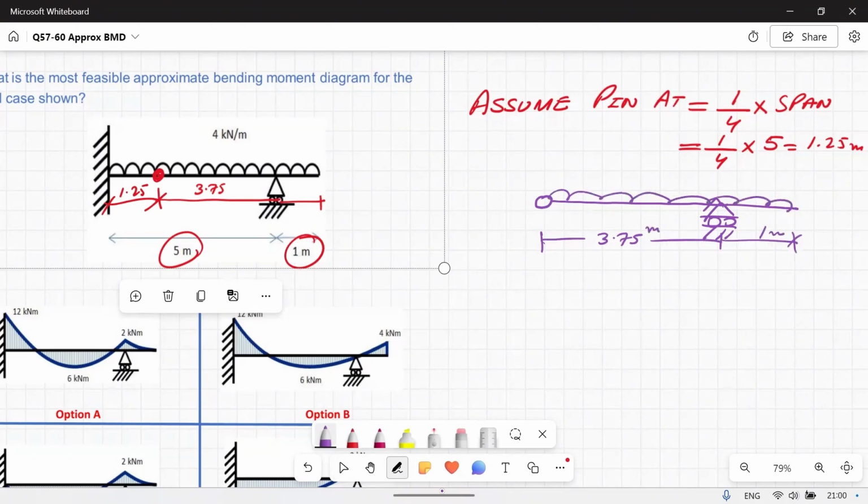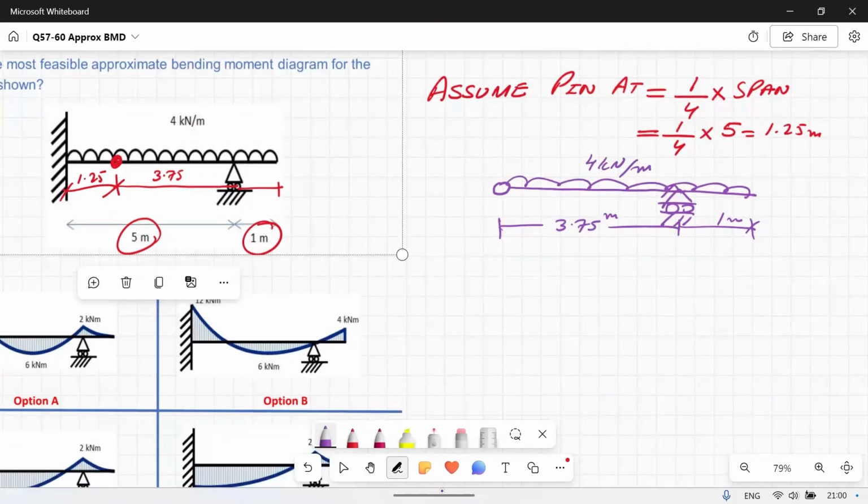and this entire bit has got a UDL of 4 kilonewton per meter. I'm considering this pin as a pin support. I call this point C, I call this point B, and we have a reaction here VB, and call this reaction VC. Treat this internal pin as a pin support, and from here we will see how we can find out the reaction.